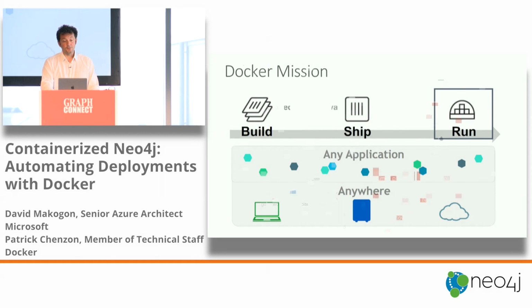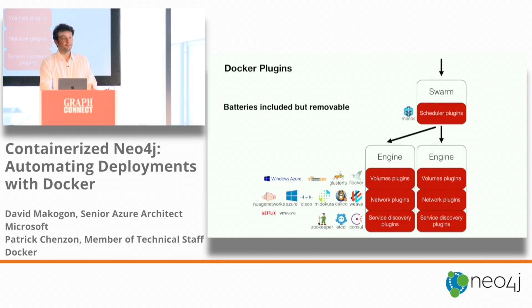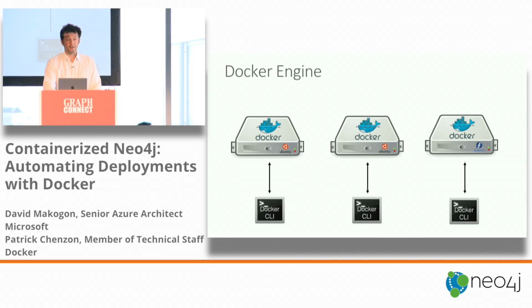And then there's the run part. On the run side, there are a bunch of plugins for orchestration. We have a plugin for Swarm that talks to Mesos. For volumes, there are 5 or 6 of them. For networking, we have virtual networking enabled in Docker, but we also have about 6 different plugins for that. And service discovery is pluggable as well.